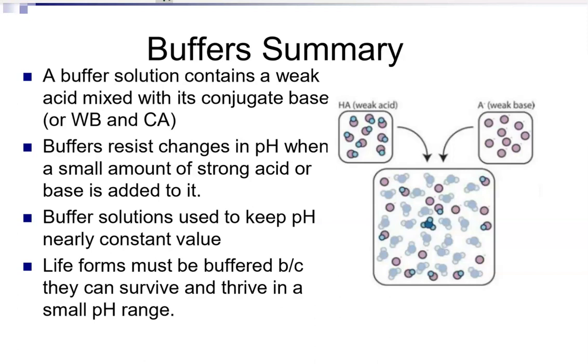Things that we've already said: it has to have a weak acid and its conjugate, or a weak base and its conjugate. They resist a change in pH if you add a small enough amount. Clearly if you added too much, then you would exceed the buffer zone. But within a range, they can keep the pH of a solution nearly constant, right, within a small window. And of course, we care about this for life.